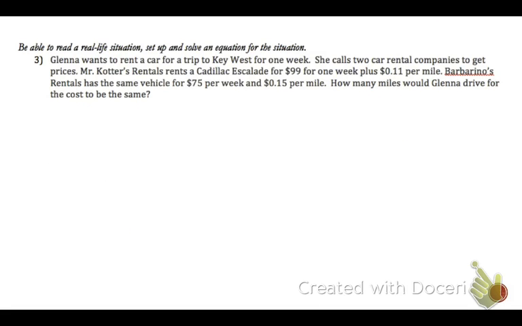Now let's look at the next concept. You need to be able to read a real-life situation, set up, and solve an equation for that situation. Glenna wants to rent a car for a trip to Key West for a week. She calls 2 car rental companies to get prices. Mr. Cotter's Rentals rents a Cadillac Escalade for $99 for 1 week plus 11 cents per mile. Barbarino's Rentals has the same vehicle for $75 per week and 15 cents per mile.